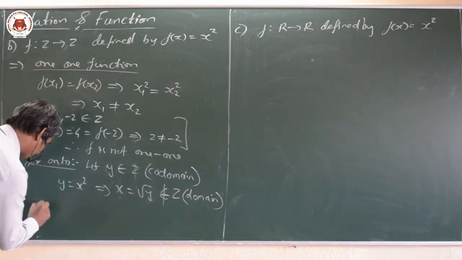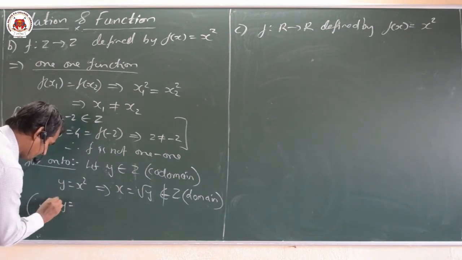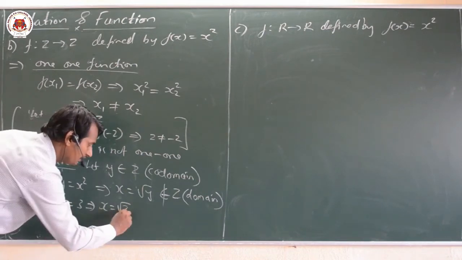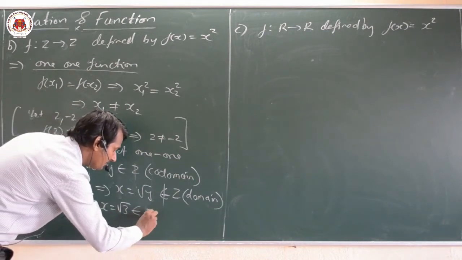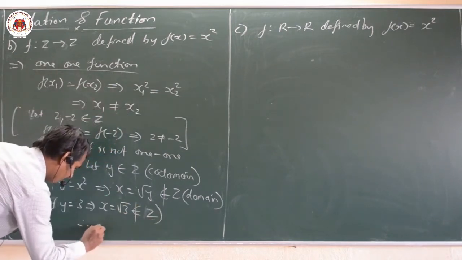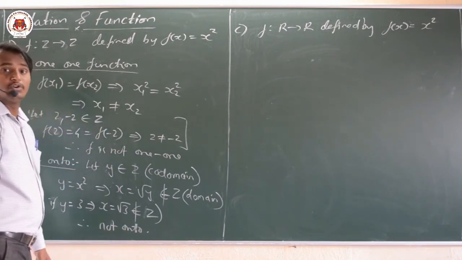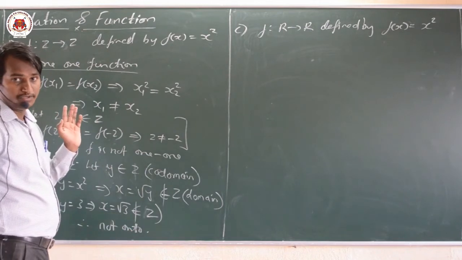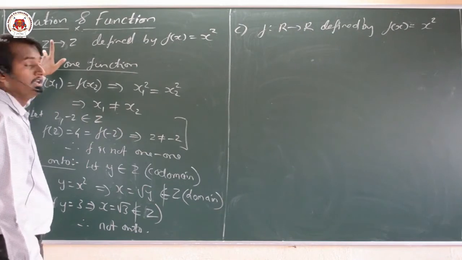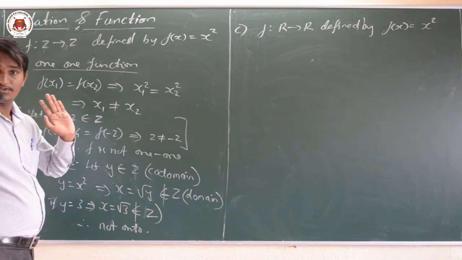Why? Because if y equal to 3, that implies x equal to root 3, which does not belong to the Z. Root 3 is not an integer, therefore it is not an onto function. Onto is also called a surjective function. Very, very simple problem. We just have to observe the function, whether it is natural numbers or integers, very clearly.